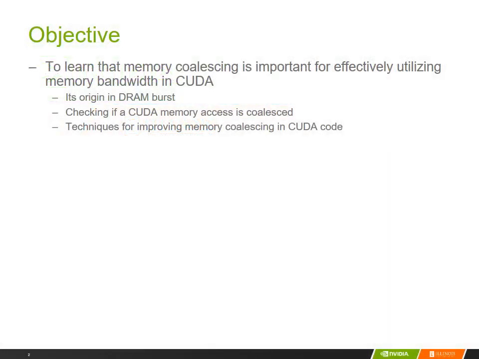The objective of this lecture is for students to learn that memory coalescing is important for effectively utilizing memory bandwidth in CUDA. We will first introduce memory coalescing and how it originates in DRAM burst. And then we will explain how one can check if a memory access is coalesced in a CUDA kernel. And finally, we will introduce a common technique for improving memory coalescing in CUDA code.